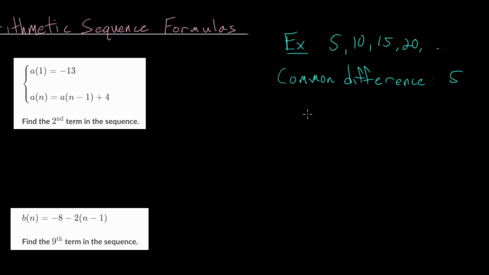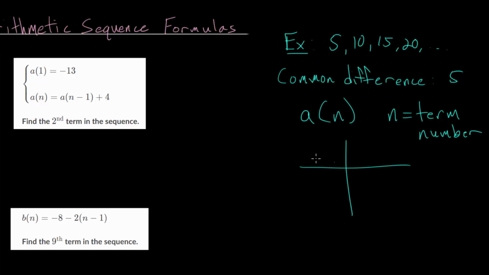So let's call it a function a of n, where n is our term number. So for instance, 5 is the first term. So let's write this out as a table where we have n and a of n. This is just our function. So when n is 1, our function for this arithmetic sequence would give us back 5. So this is a of 1 is how we would write it.